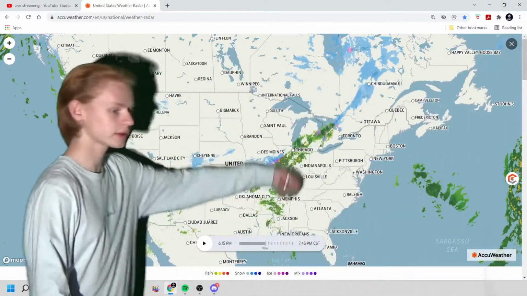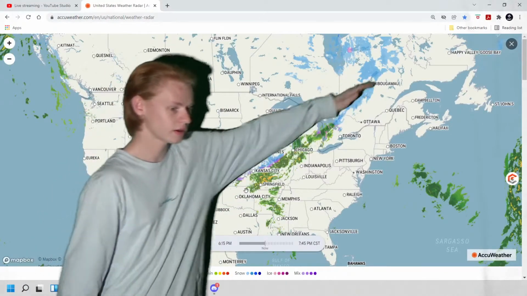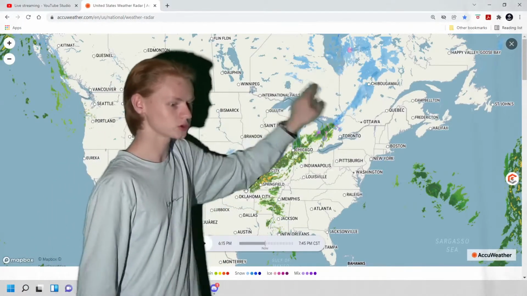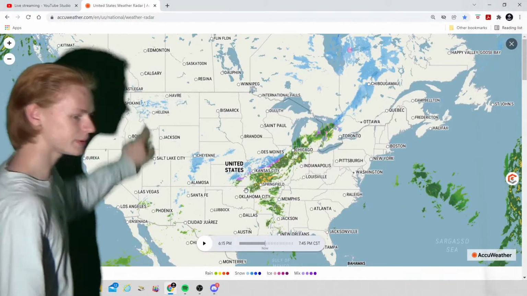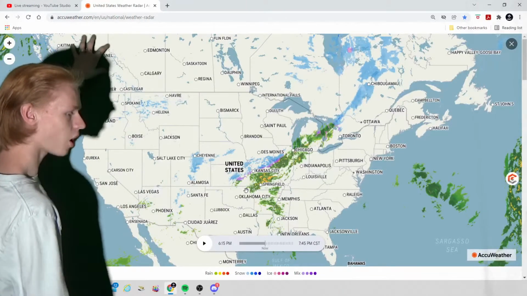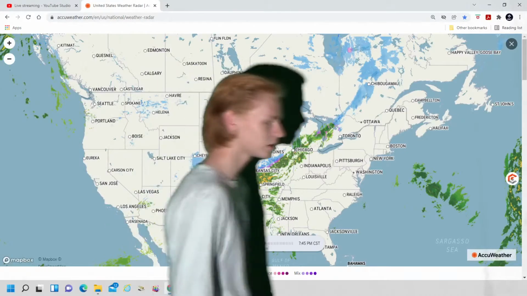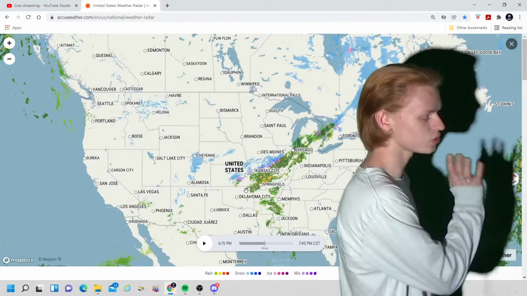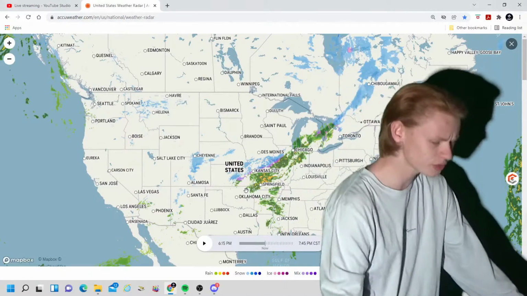You can clearly see the frontal boundary on the radar. Upper level low is right here. When an upper level low moves through, it creates a big dip in the jet stream. It's pulling this cold air from the Arctic portion of Canada and pulling it down. Very, very cold air, which is why the snow is on the northern part of the backhand side of the cold front.